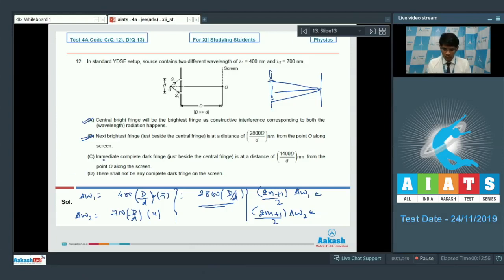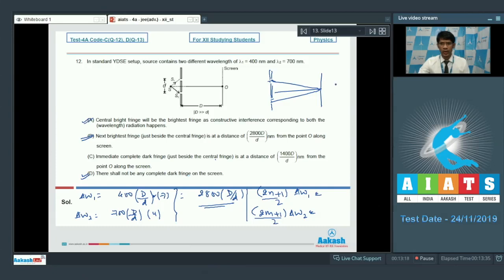So now looking at the option, the immediate complete dark fringe just beside the central fringe is at a distance of 1400 capital D divided by small d nanometer from the point O along the screen. That is the wrong option. In fact, I just said that we will not be getting any complete dark fringe. So option D is the correct answer, which says that there shall not be any complete dark fringe on the screen. So for question number 12, we are getting options A, B and D as the correct answer.